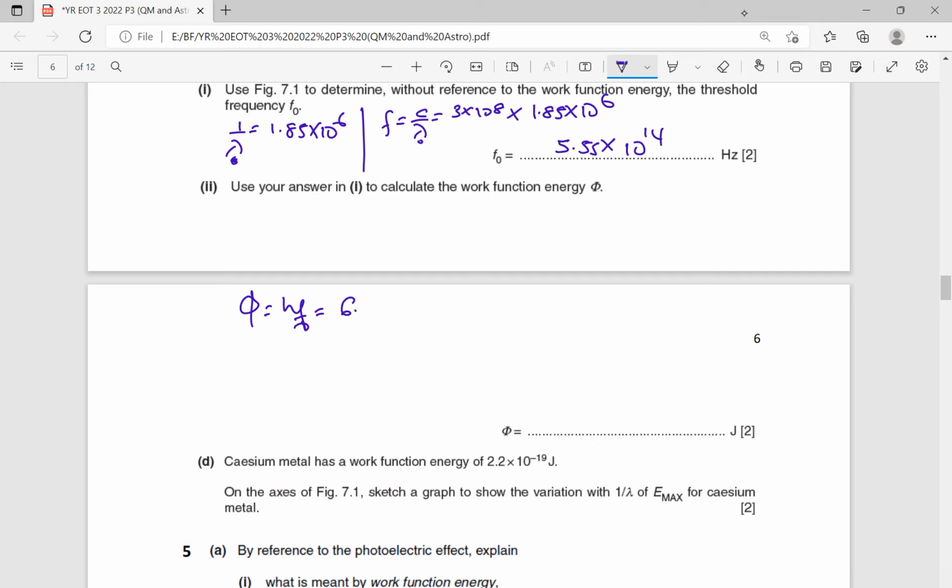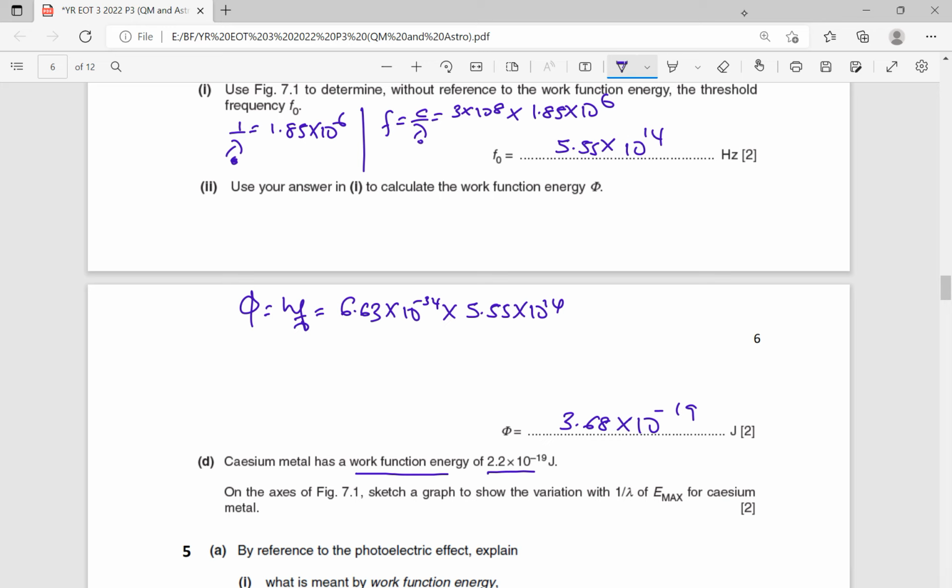This will be 6.63 times 10 power negative 34 multiplied by f0, 5.55 times 10 power 14. When I press my calculator, it is giving me 3.68 times 10 power negative 19 joules. You can check your calculator. Cesium metal has a work function of that. You notice that this work function is smaller than that.